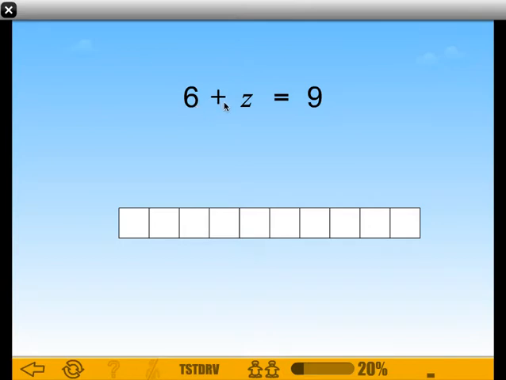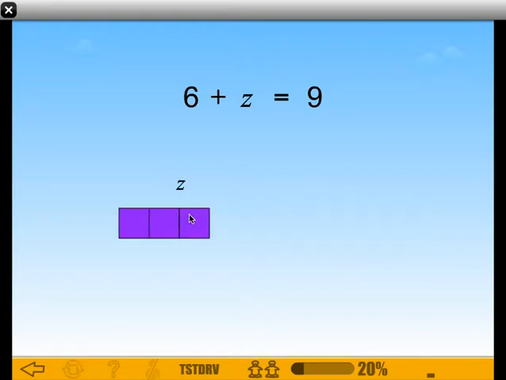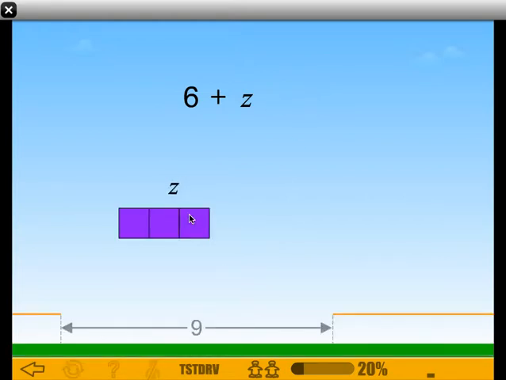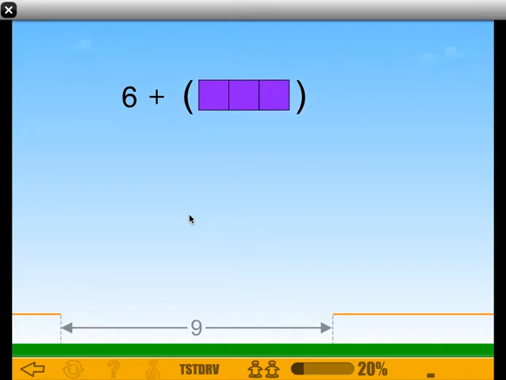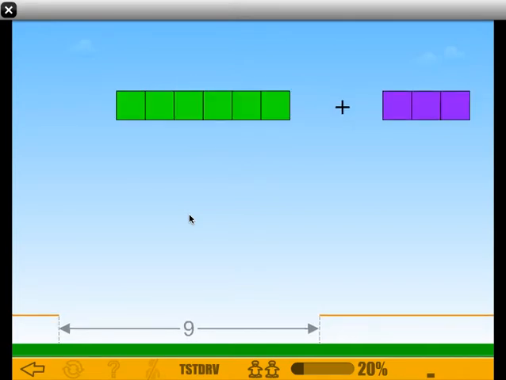Okay, 6 plus z equals 9. If we subtract 6 from both sides of the equation, 6 take away 6 leaves us with z. 9 take away 6 leaves us with 3, which would be the value of z. So 6 plus 3 tells us that we get a value of 9.